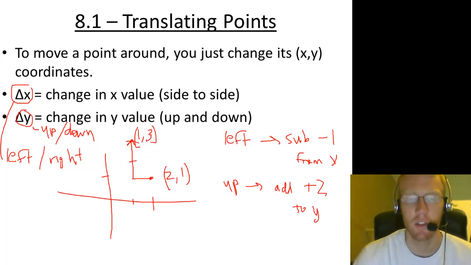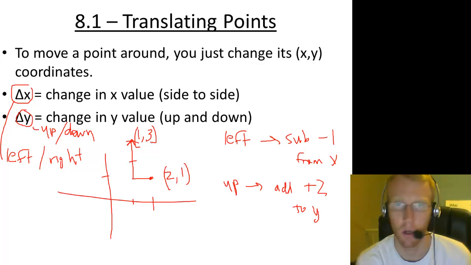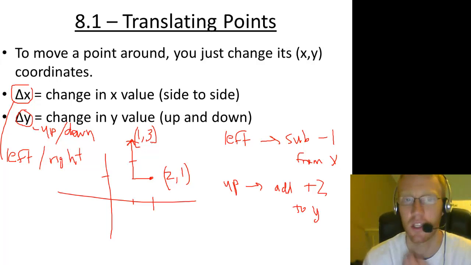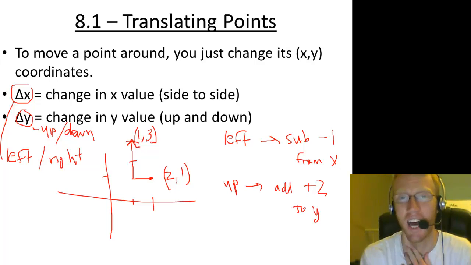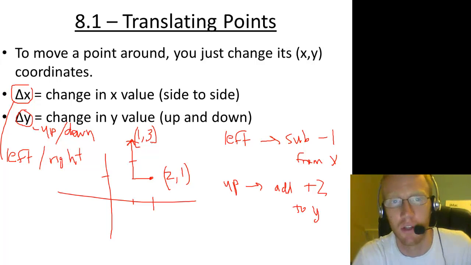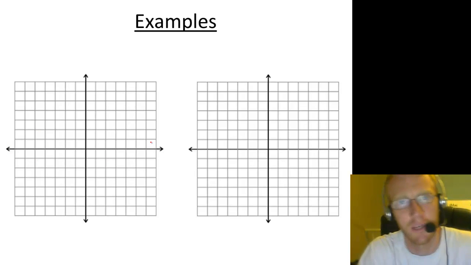So take any individual coordinate point. If you want to move left, subtract a certain amount. If you want to go left 5, subtract 5 from the x value. If you want to go right, add some number to the x value. If you want to go up, you're going to add to the y value. If you want to go down, you're going to subtract from the y value. So this really should just match your intuition, and there's nothing too complex about it. Okay, I don't need to do examples.